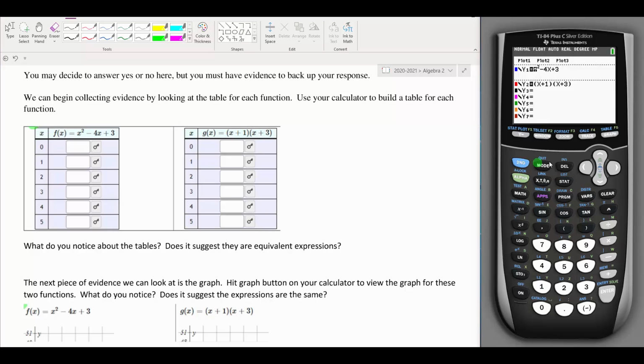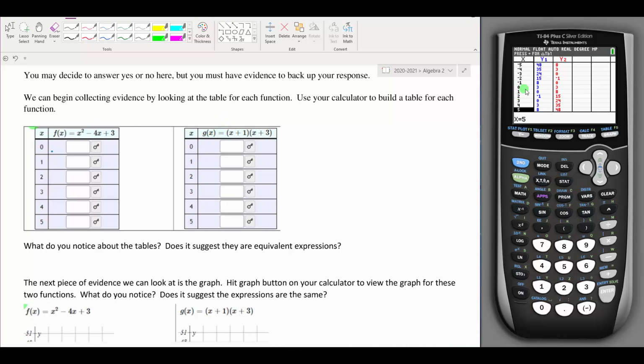So if you hit second and then graph, you'll get a table, and you'll notice over here, these are the inputs, right? Remember, the inputs are going to be the same for each of the functions. So 0, 1, 2, 3, 4, 5 are the ones that we're looking at, and then the blue numbers over here represent the outputs for f of x, and the red numbers over here represent the outputs for g of x.